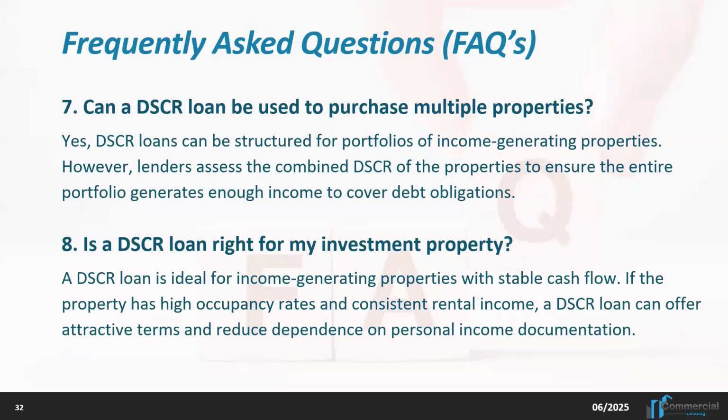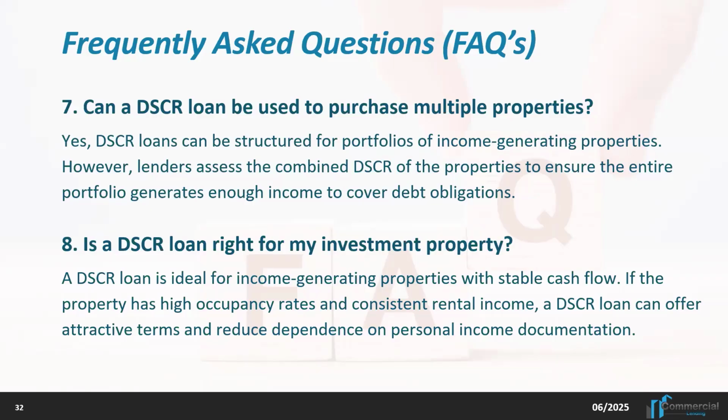Can a DSCR loan be used to purchase multiple properties? Definitely. Depending on the income generated by the portfolio properties, this DSCR loan can be structured. In this case, a lender checks whether the entire portfolio is generating enough income by assessing the combined DSCR of the properties, to make sure that the income from the properties can cover the debt obligations that will be coming on.